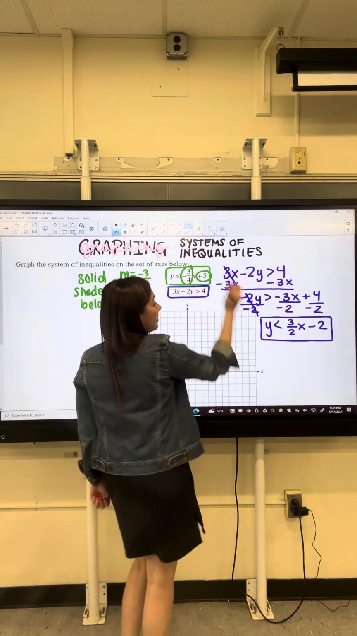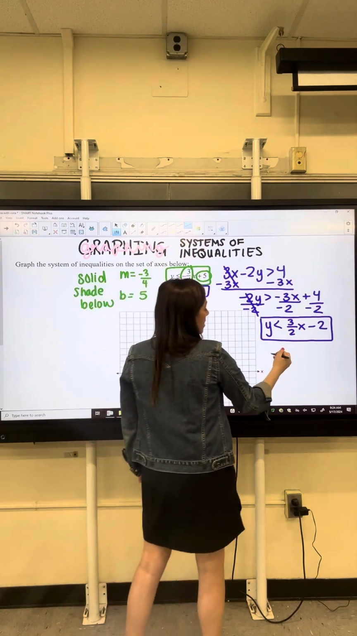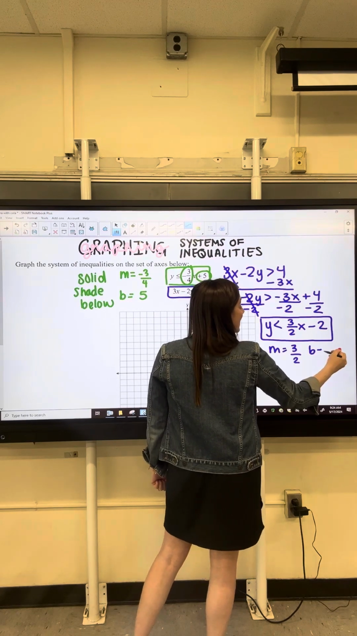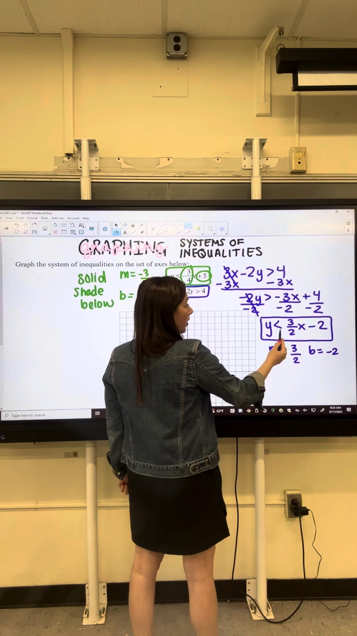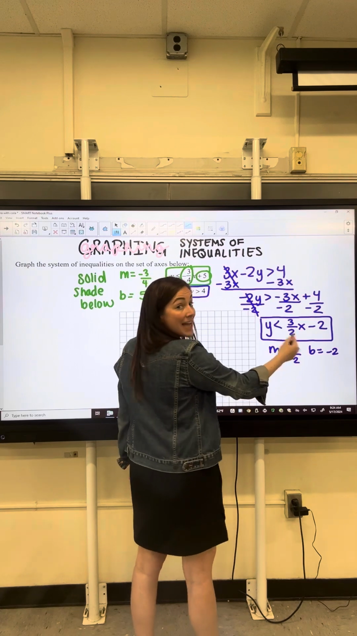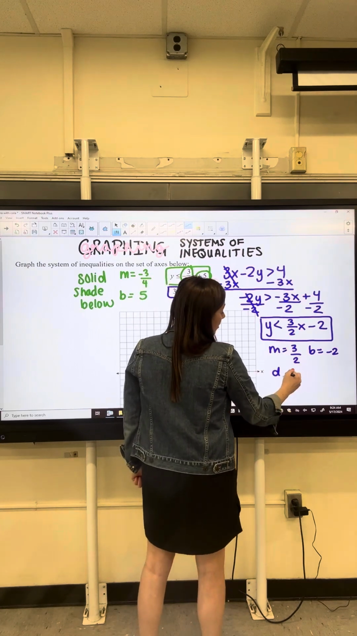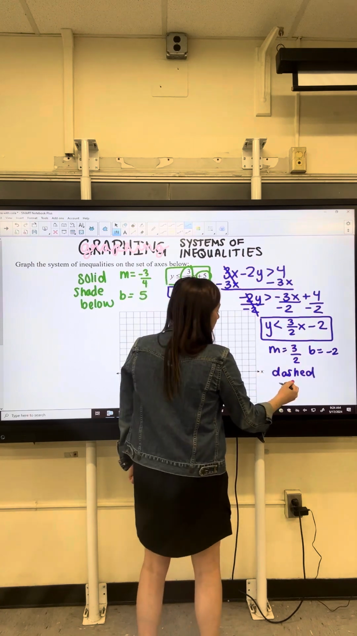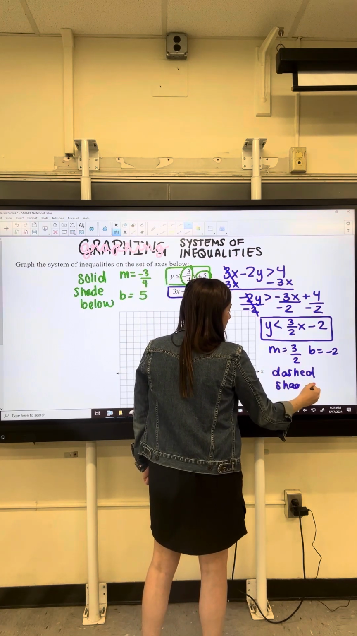Let's do the same thing over here for this one. Slope is 3/2. B is negative 2. Look at the symbol now. This is a dashed line because there's no equal sign underneath, so I'm going to write dashed. And it's still the less than symbol, so we're still going to shade below.